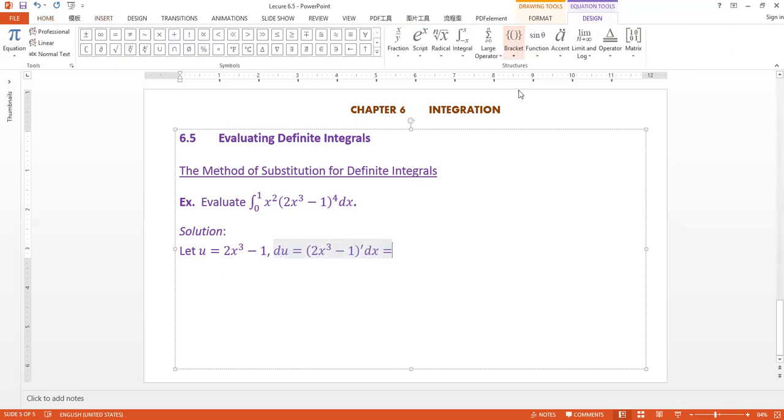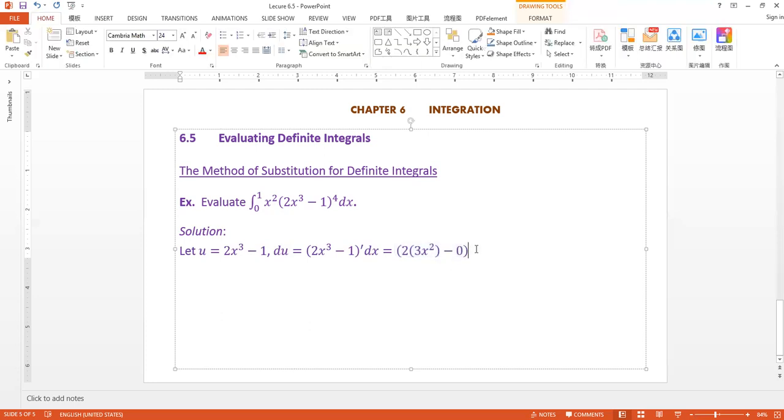Now take the derivative of 2x cubed minus 1, term by term. You multiply 2 with the derivative of x cubed. The derivative of x cubed is 3x squared, if you still remember the power rule: put 3 in front, then subtract 1 from 3, so you get 2 as the new exponent of x. The derivative of 1 is 0, and at the end we need to multiply by dx. So 2 times 3 is 6, and we get 6 times x squared dx.